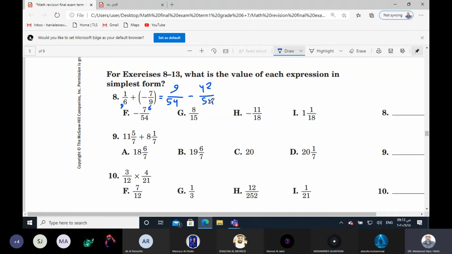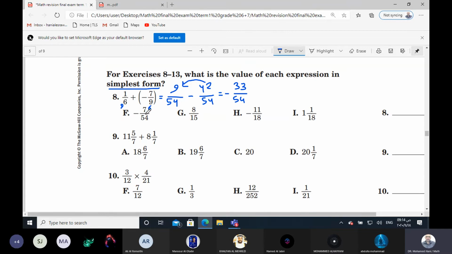Now we have the same denominators. Now we have like fractions. Now we can do subtraction between them. Here we have different signs. So the rule says take the sign of the bigger number. Then do subtraction between them. 42 minus 9 will be 33 over 54.